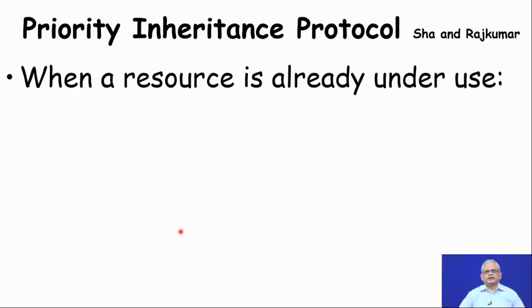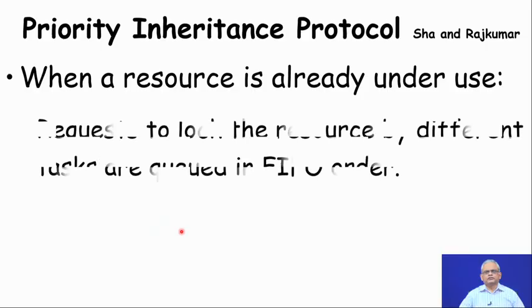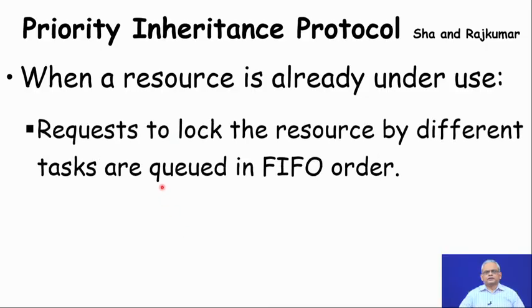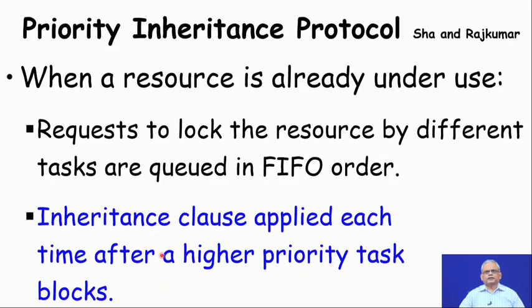In this basic priority inheritance protocol, when a resource is already under use, a high priority task that needs the resource makes the request, and all the requests are queued in FIFO order. The inheritance clause is applied each time a high priority task requests a resource and is waiting. The low priority task's priority is made equal to the highest priority task that is waiting for the resource. That is the simple protocol.